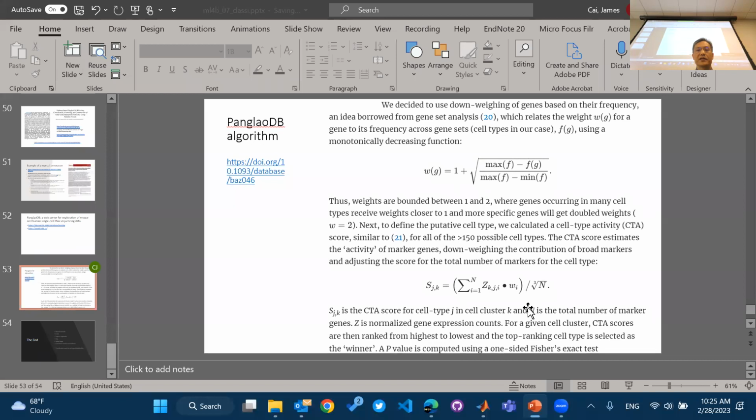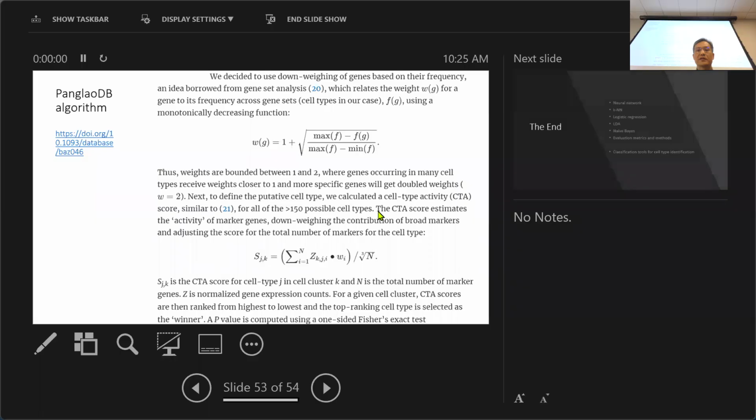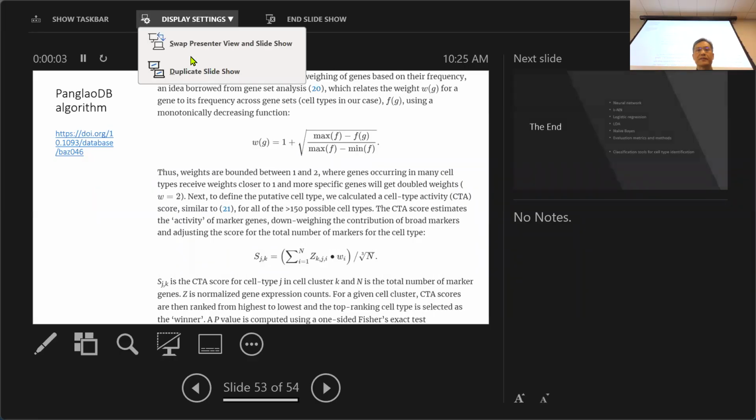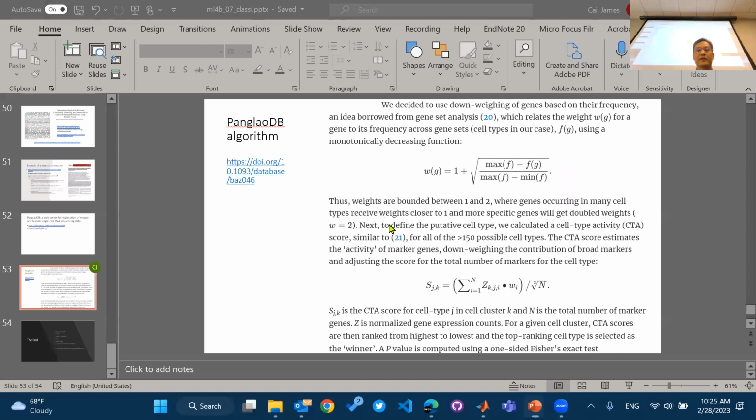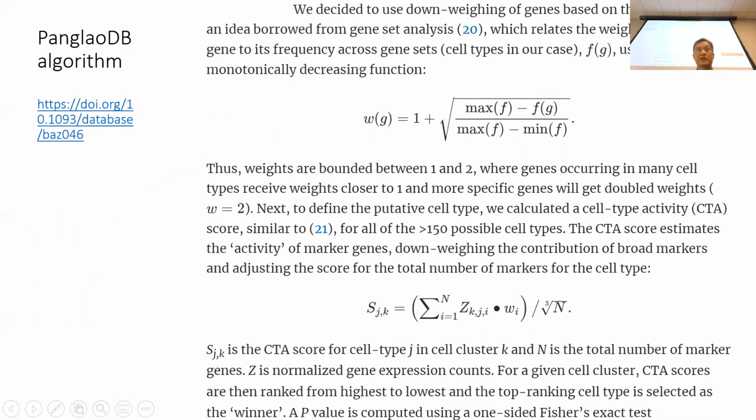So next, the p-value can be computed with the Fisher exact test. You'll see in this paper, the last sentence, a p-value is computed using a one-sided Fisher exact test. So it's possible to do this.